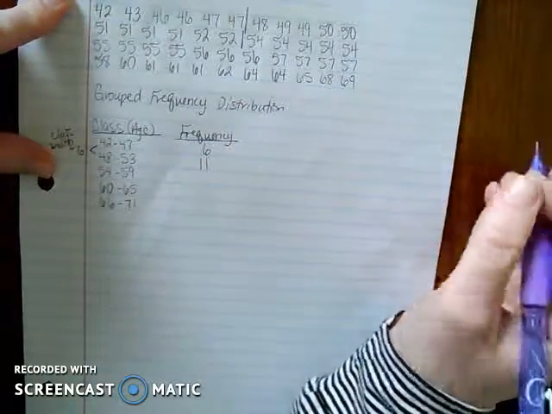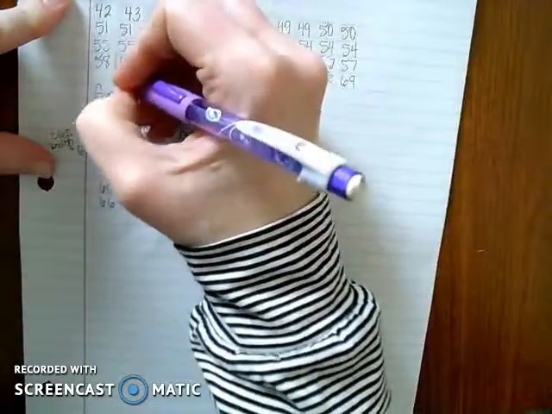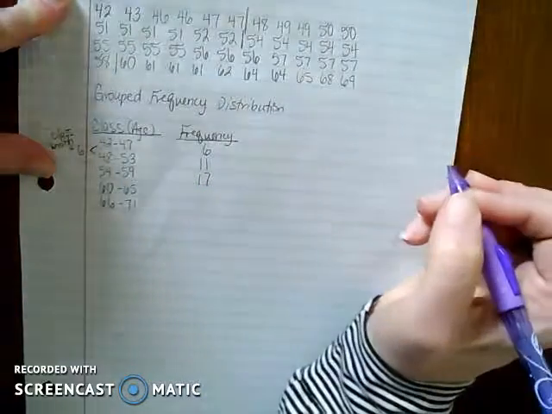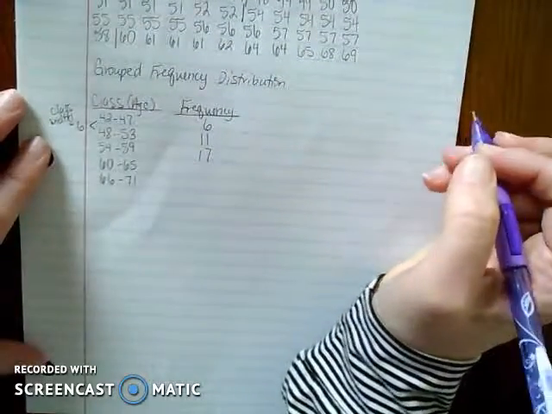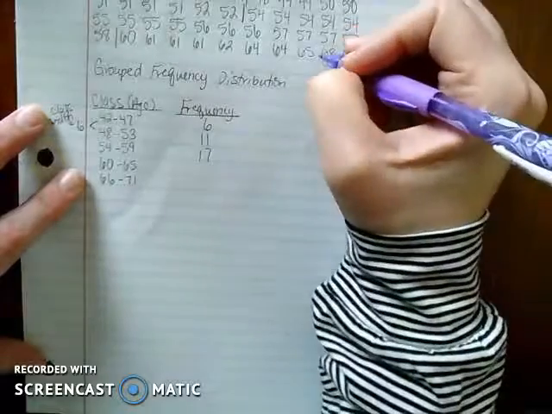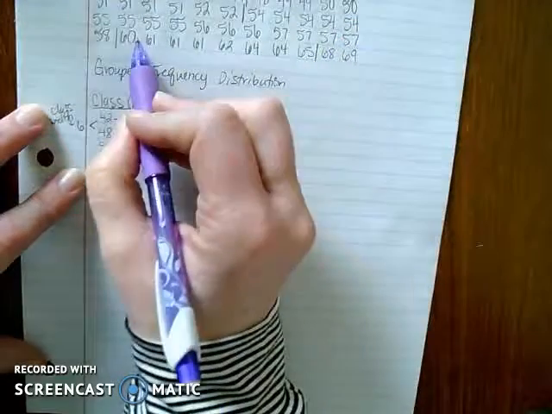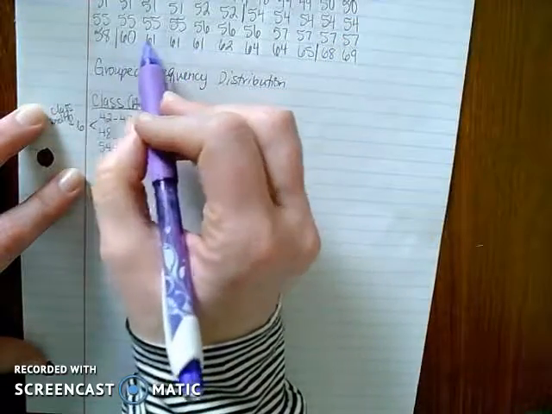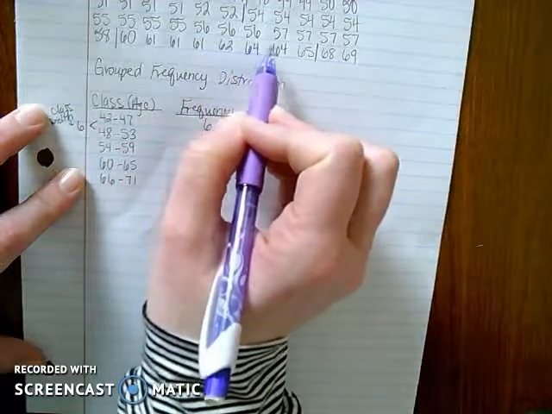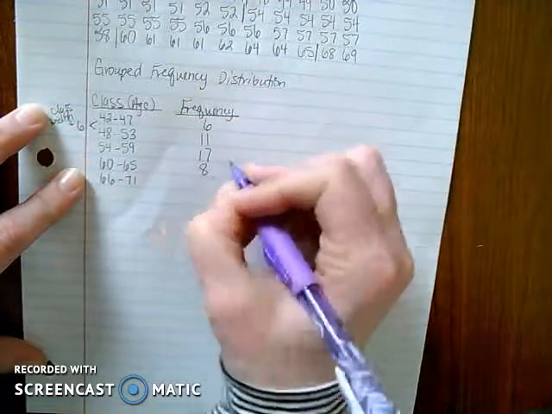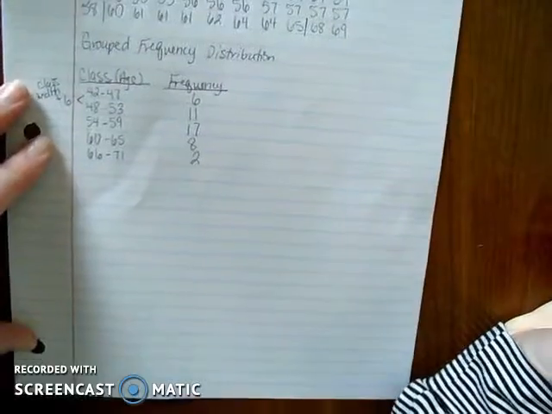Okay. Then we need to go up through 59. So all the way through here. There are 17 in there. Okay. And then 60 to 65 takes all of those. 8, and then our last one would only have 2.